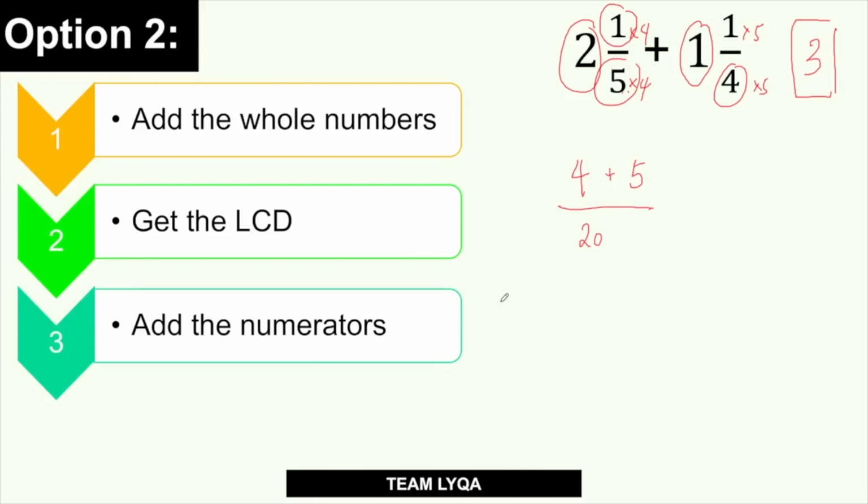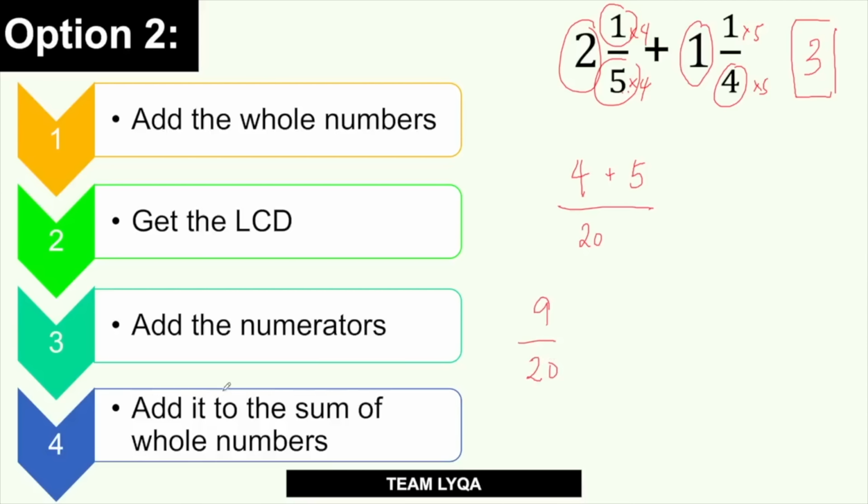Next, add the numerators. You have 9 over 20. And then, add it to the sum of the whole numbers. So, ano yon? Ito yon, yung kaninang sinet aside natin or tinabi natin, di ba? Parang nagluluto ka ng pasta, tinabi mo muna yung lutong pasta, ikakabit mo lang yung fraction. So, the answer would be 3 and 9 over 20. So, again, you notice it's the same answer dun sa kanina. Maybe just a little bit faster.